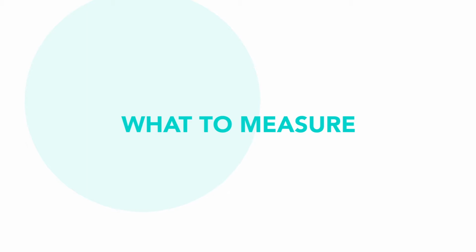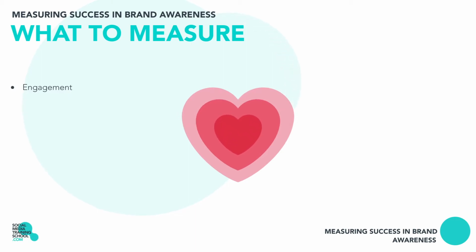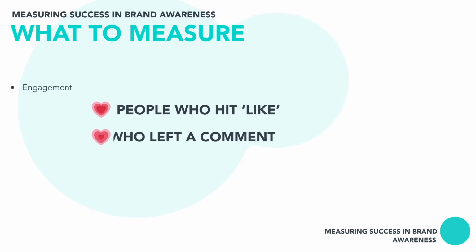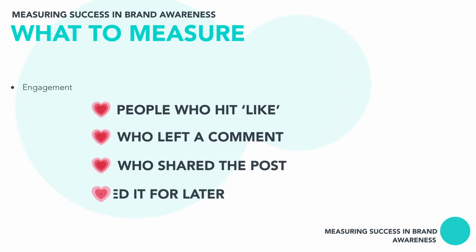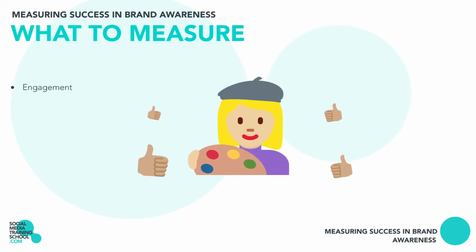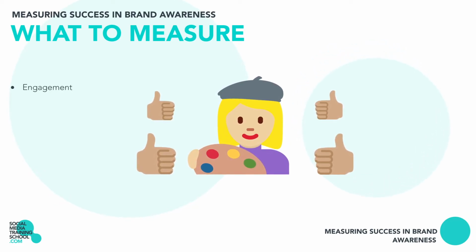Once you've discovered how many people have seen your post, you'll also want to check out how many people actually engaged with it. Here, you're looking at the number of people who hit like on a post, who left a comment, shared the post, or saved it for later, depending on the channel. A like is the easiest social media engagement and requires less effort than a comment or share, so it's the most likely to be received at the brand awareness stage, unless you're running a competition.